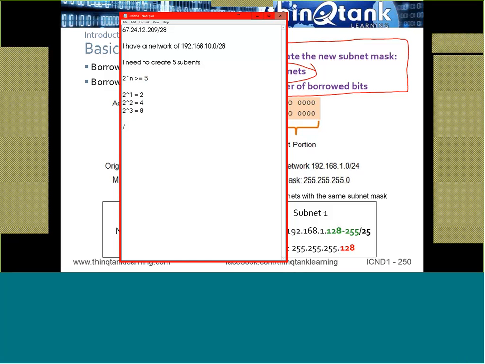/31. Because that equals 28 plus 3, which is what I stole. Okay? Not 36. That wouldn't be possible in this case. Remember, we're not adding 8. We're adding the number of borrowed bits. 8 is the number of networks we're creating. 3 is the number of borrowed bits. So it's 28 plus 3.